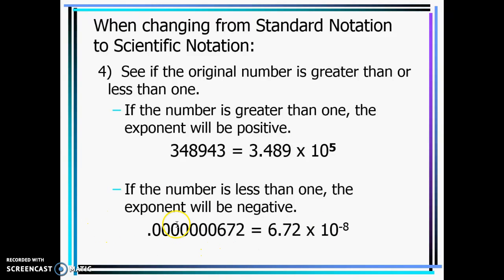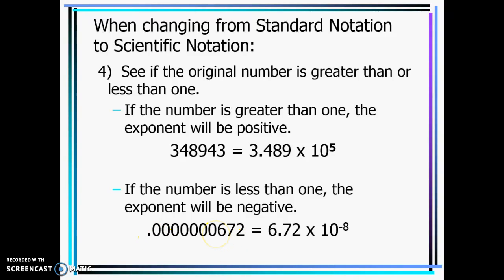Here you have a number that is less than 1. You can see that the decimal point is in the front. So since this number is less than 1, you know that your exponent is going to be negative. So I have times 10 to the negative something power. I still don't know what that number is yet, but I know that I can move my decimal point to make this number a number between 1 and 10.